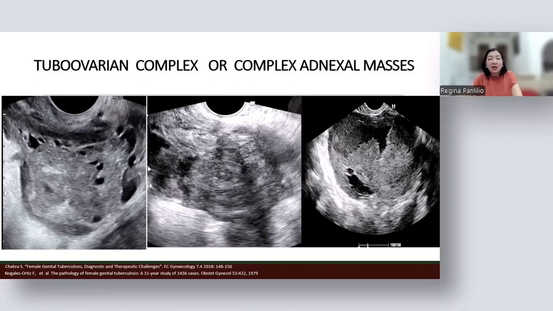So even if you see complex masses, it does not rule in a possible non-tuberculous PID; you have to look for the ovaries first. There can be calcifications, or they may present as complex masses already because of caseating granuloma. So again, a high index of suspicion is important for these cases.